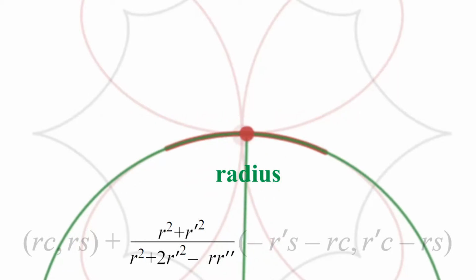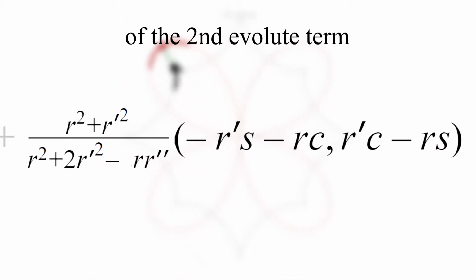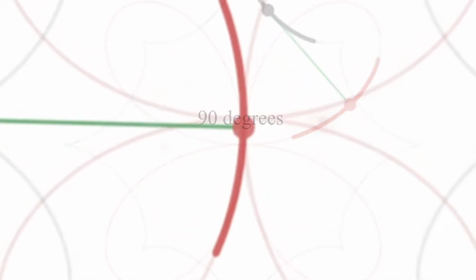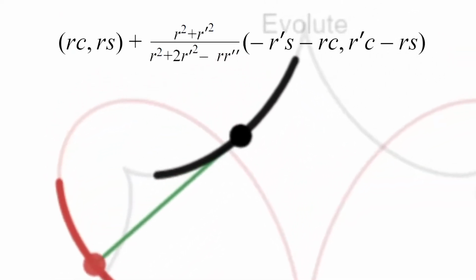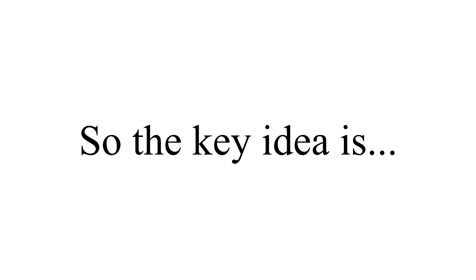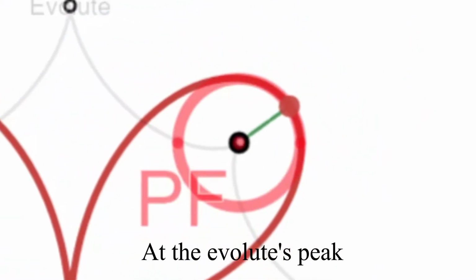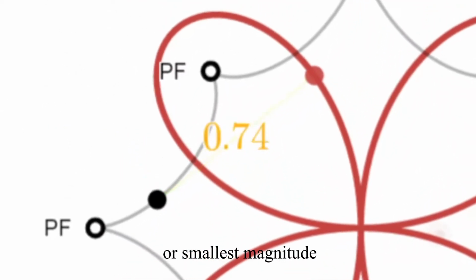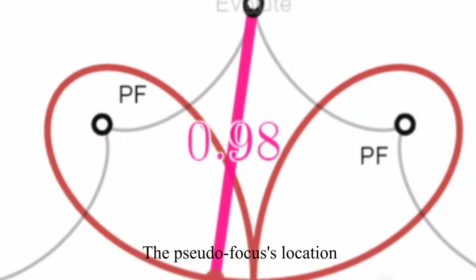The radius drawn along this polar curve is the exact mathematical representation of the second evolute term, as the line is always perpendicular to the curve and always connects the original RC, RS to the evolute parameter. So the key idea is, when the oscillating circle is the smallest or biggest, the circle centers at the evolute's peak, where the pseudo-foci lies. So at the moment the second vector reaches its biggest or smallest magnitude, the parameter pinpoints the pseudo-focus's location.